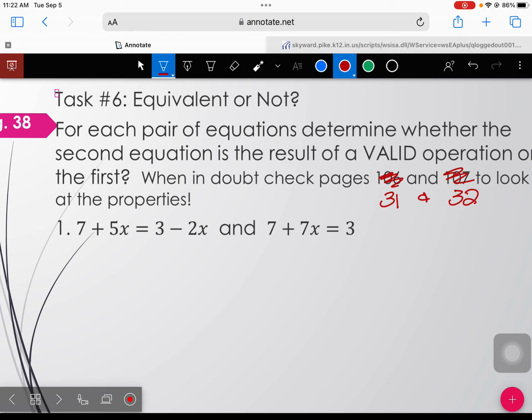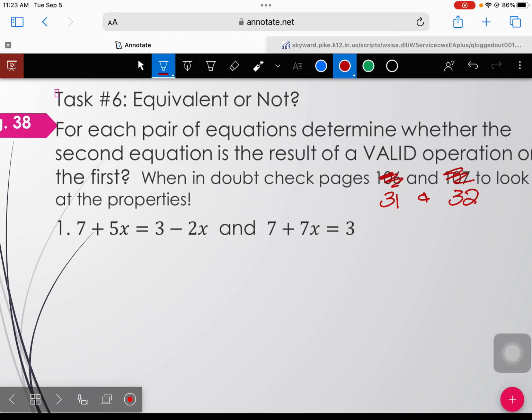Number one, who says they are equivalent? Raise your hand if you think they're equivalent. How many say they're not equivalent? How many don't know and didn't vote? Okay. Why is it equivalent? Why do you say equivalent? Lonnie, I saw your hand first.